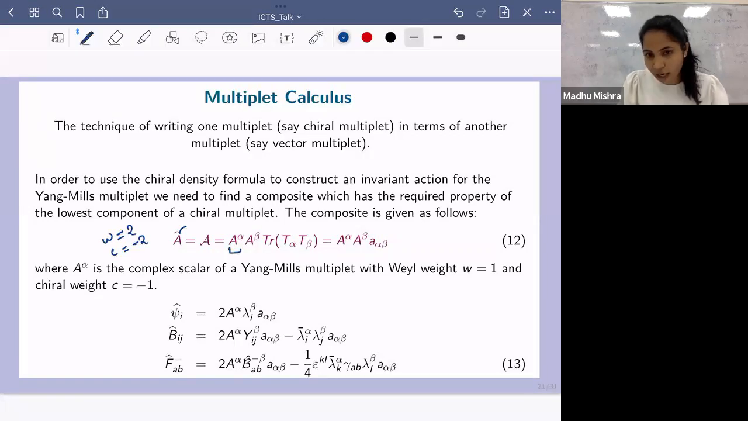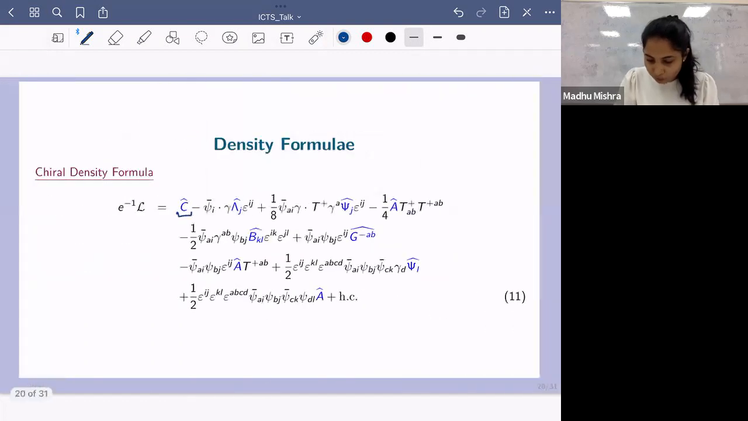So these A alpha and A beta are components of the Yang-Mills multiplet. This has Weyl weight 1. So together they have Weyl weight 2 and chiral weight -2. And what we will do is find all the components of the chiral multiplet in terms of the Yang-Mills multiplet. Basically, we want to find this component C, which has the highest Weyl weight, which is 4, in terms of Yang-Mills components.